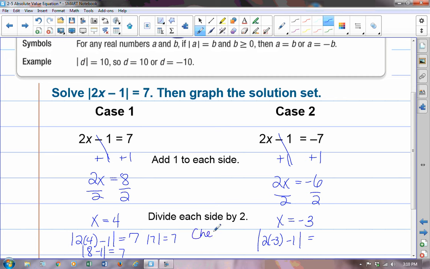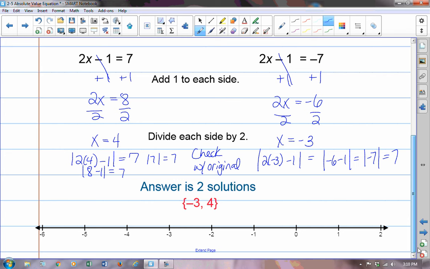So check with the original equation. So we evaluate that, and we get the absolute value of negative 6 minus 1. That equals the absolute value of negative 7, and that is also 7. So we know that those work. So our answers are negative 3 and 4, and I noticed that I did not put the right scale to take me to 4, so I'm going to change and add these tick marks in here. So now we can fit our answer on there.